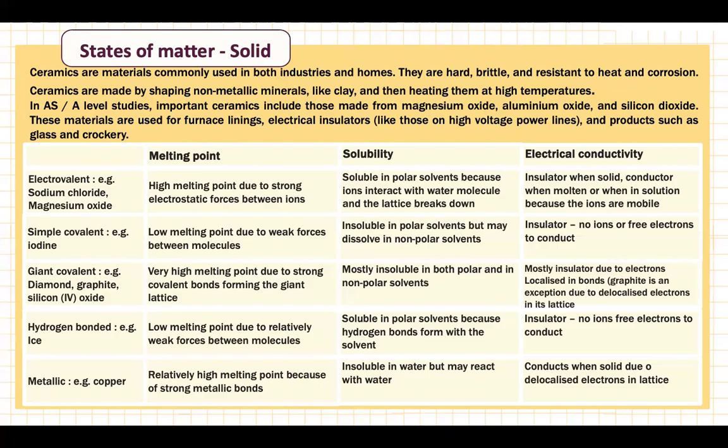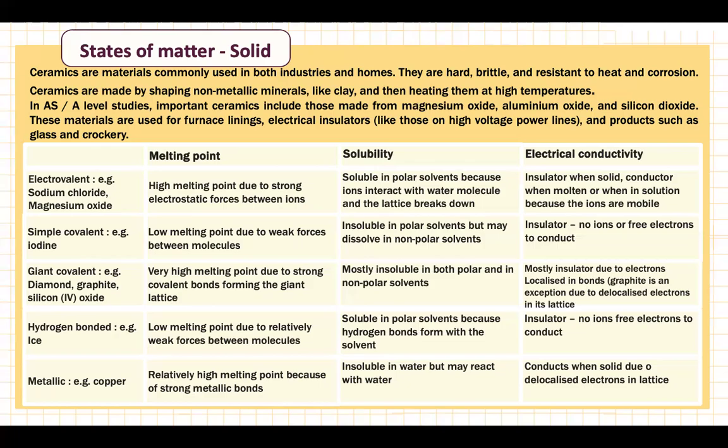For the giant covalent, examples are diamond, graphite, and silicon oxide, and in terms of melting point, they have a very high melting point due to the strong covalent bonds forming the giant lattice. Diamond, graphite, and silicon oxide are mostly insoluble in both polar and non-polar solvent. In terms of electrical conductivity, mostly insulators due to electrons localized in bonds. Graphite is an exception due to the delocalized electrons in its lattice.